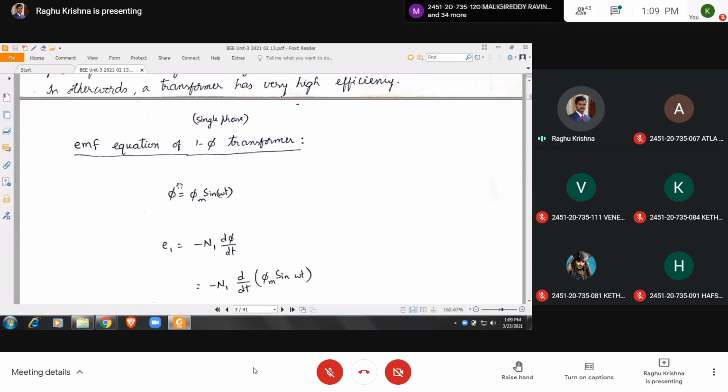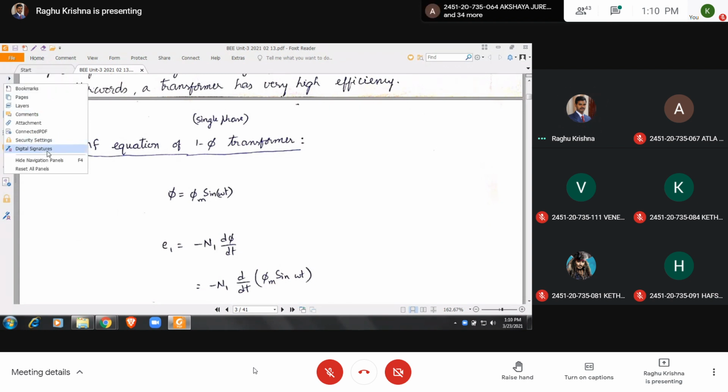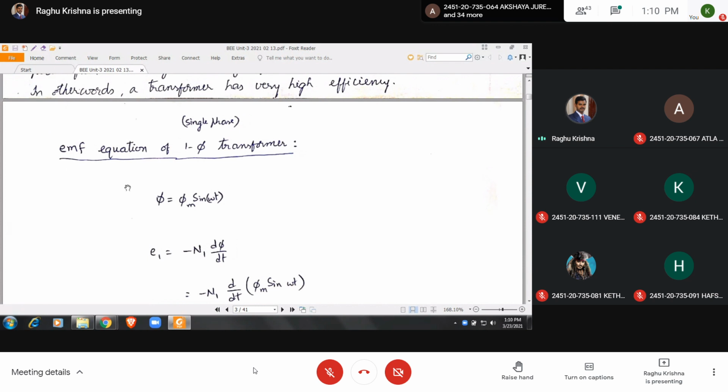Now coming to the next one, the EMF equation of a single phase transformer. A very important one. Single phase is represented by 1-phi, which means single phase. So, the EMF equation of a single phase transformer. Is it clear?